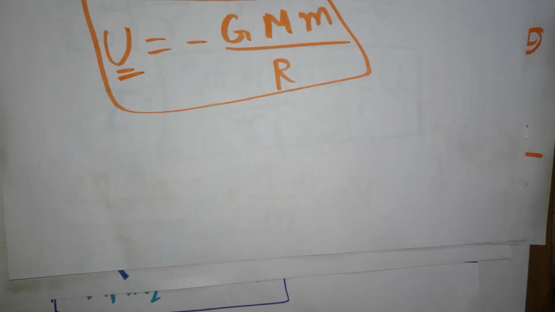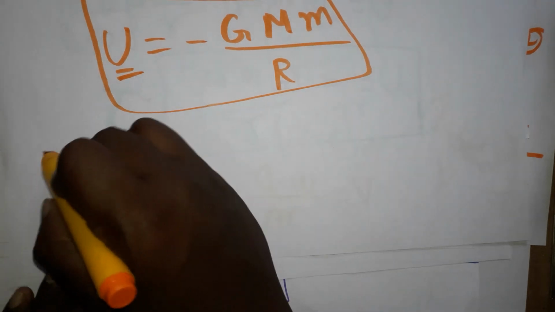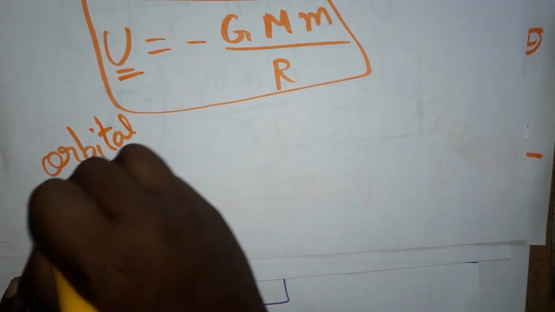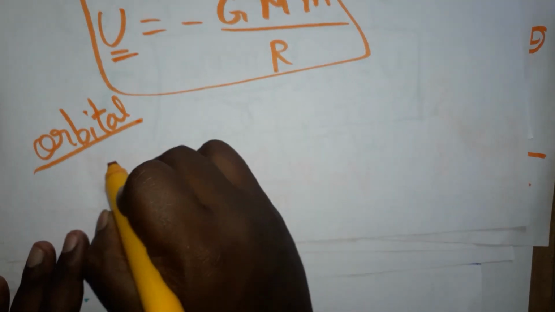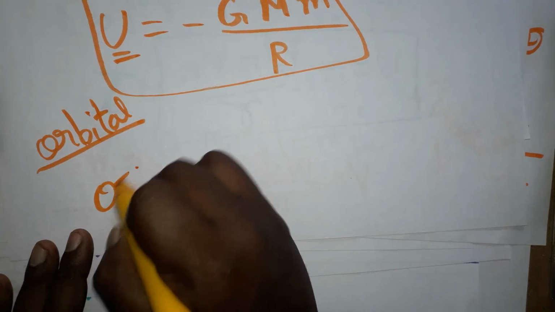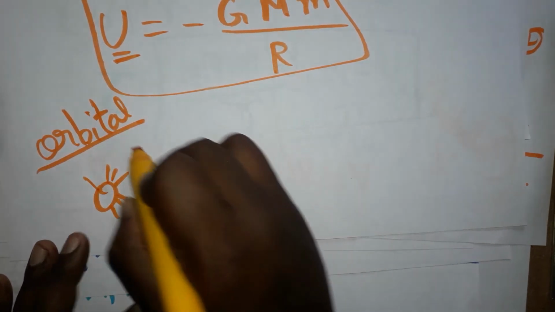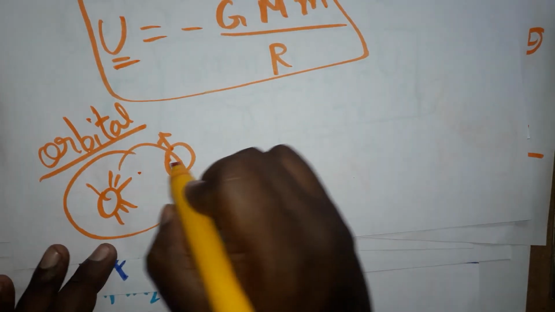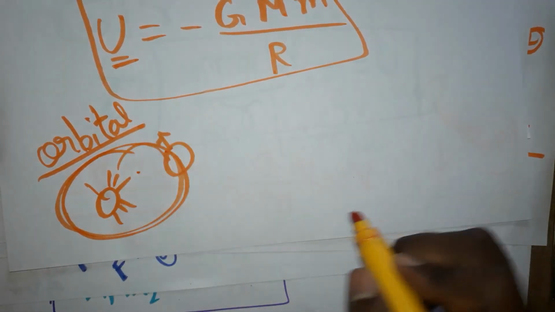First we will discuss orbital velocity. Orbital velocity is the minimum velocity required for an object to stay in a stationary orbit. When the earth is revolving around the sun, it requires some velocity. We take that as the orbital velocity. Then only will it stay in orbit.